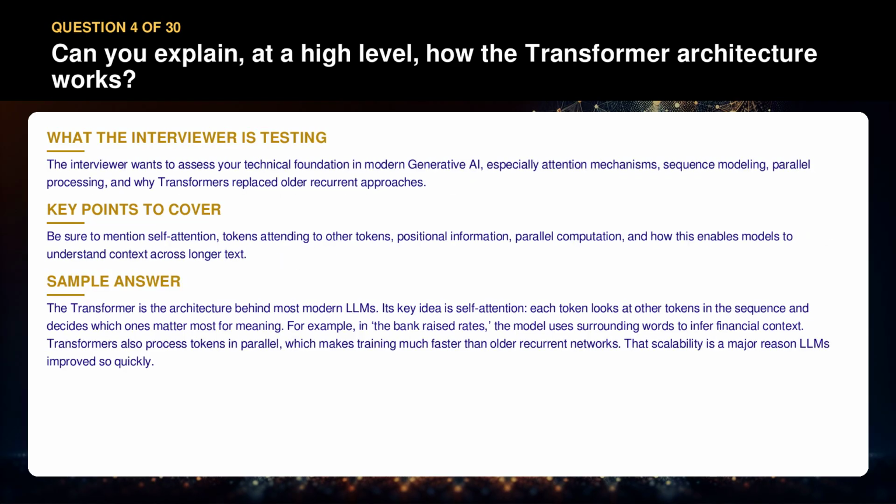The transformer is the architecture behind most modern LLMs. Its key idea is self-attention. Each token looks at other tokens in the sequence and decides which ones matter most for meaning. For example, in "The Bank Raised Rates," the model uses surrounding words to infer financial context. Transformers also process tokens in parallel, which makes training much faster than older recurrent networks. That scalability is a major reason LLMs improved so quickly.